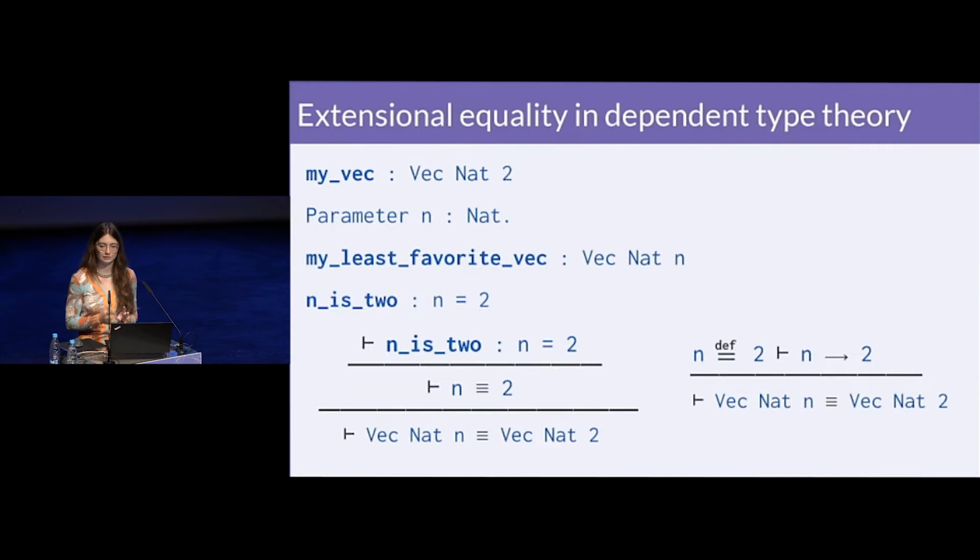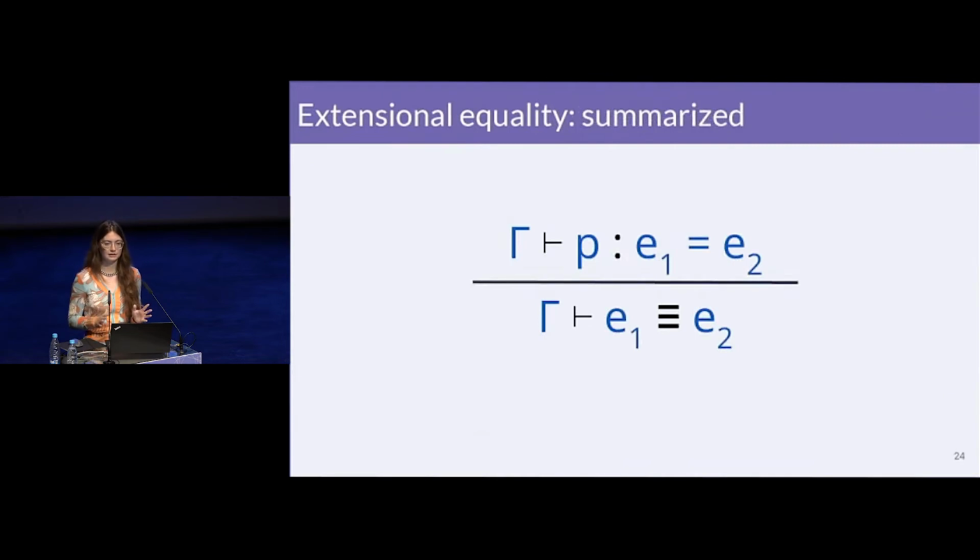And this is very different from definitions before. In definitions, we were using partial evaluation. Here we're taking the actual proof that we have and reflecting it directly to the type equality judgment. So just to summarize, the formal rule looks something like this, that E1 is considered equivalent to E2 by the type system if we have some proof P showing that E1 is equal to E2.